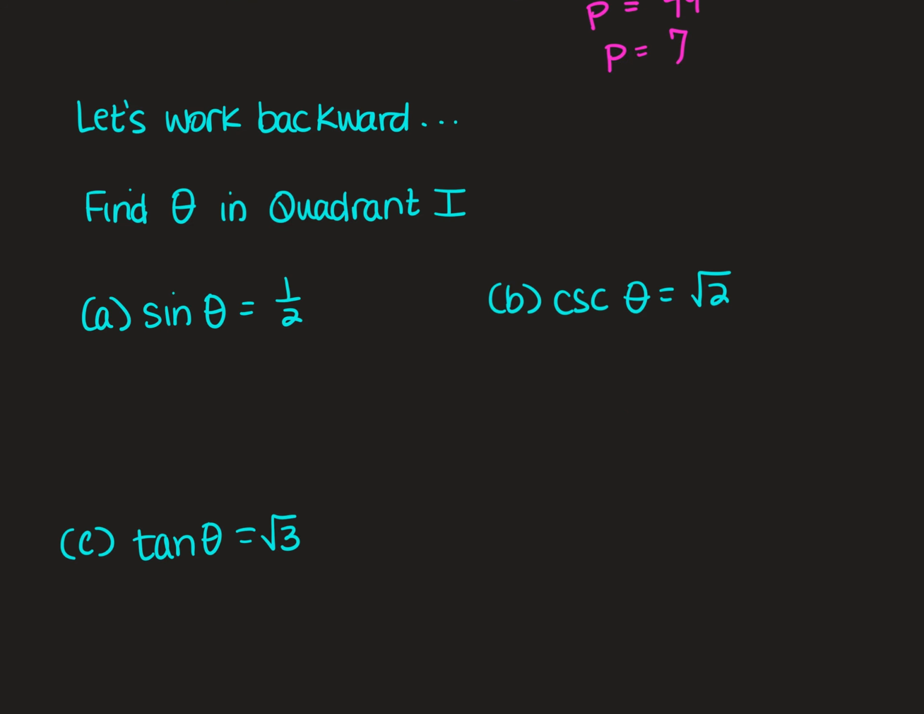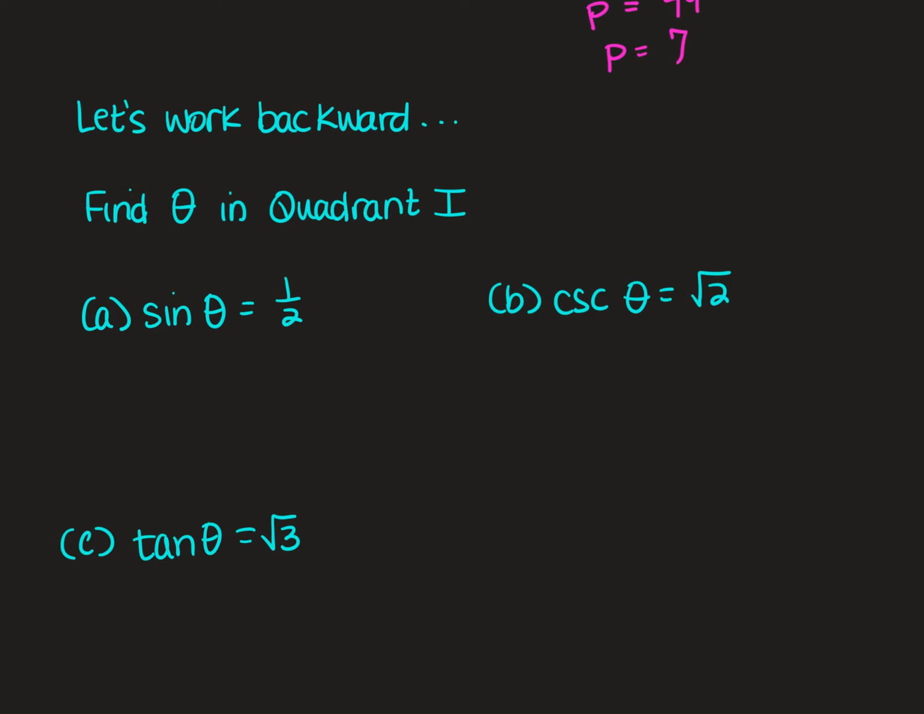All right, so let's finish this up by working backwards with some information that we are given. So let's say I want you to tell me theta in quadrant 1. And I'm going to give you some trig ratio. So I tell you that the sine of theta is 1/2. And we're only concerned about our angles in quadrant 1.